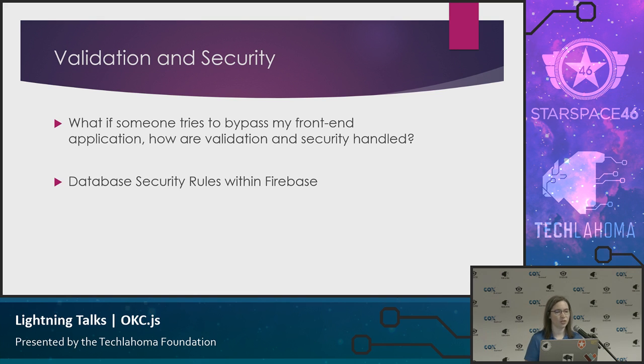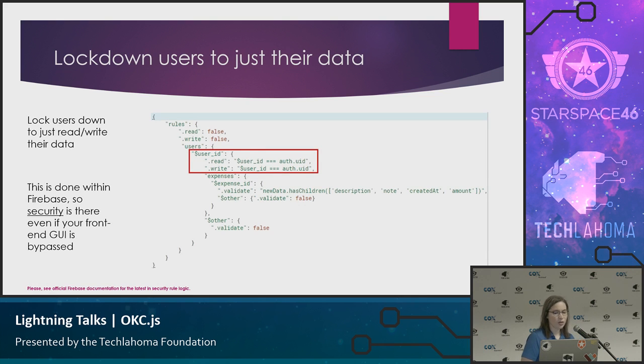So validation and security. One thing to think about in the cloud, no matter what you're using as your database as a service, is that someone may try to access your database without using your application. So you need to have it locked down at that level as well. Database security rules are provided within Firebase, and we'll look at an example of this in a real Firebase database. Basically, there's a section where you can enter JSON data to provide user authentication validation and also data validation.